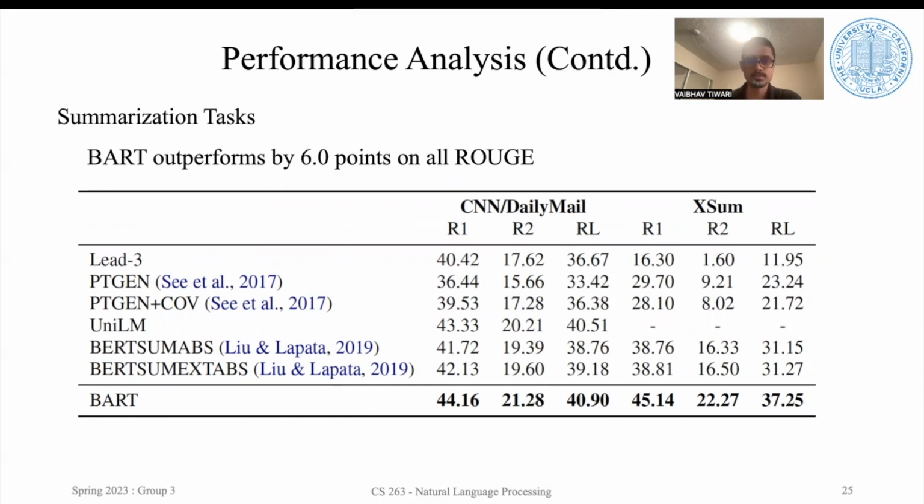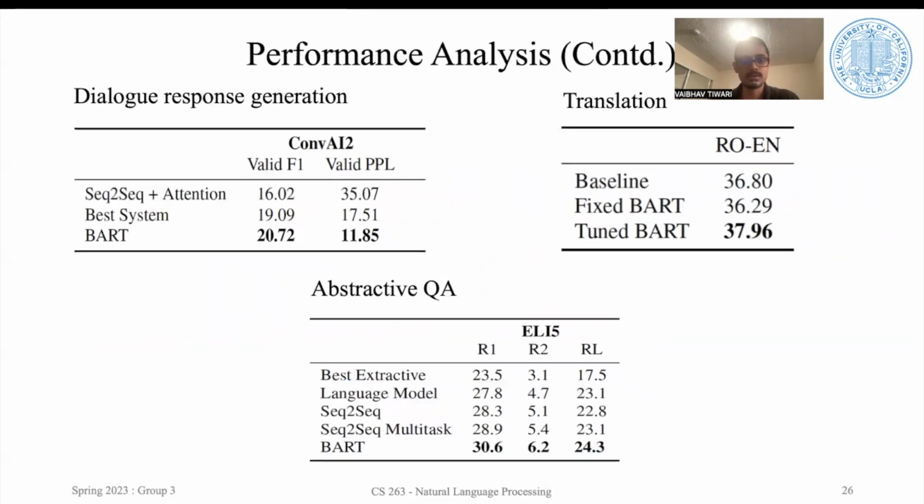Moving on to the next slide. Here, we can see that BART clearly outperforms on dialogue response generation, abstractive QA, and summarization tasks. For the translation task, a 6-layer transformer source encoder was used to map Romanian into a representation that BART was able to denoise into English. Preliminary results suggested that the approach was less effective without using back translation. So back translation was used to avoid overfitting.